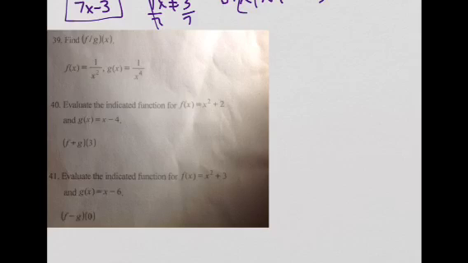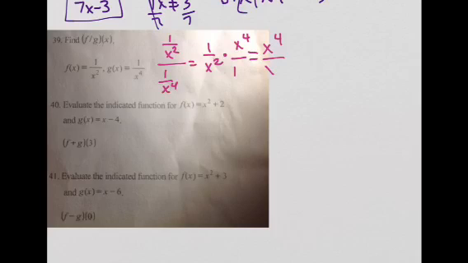Alright, for number 39, f divided by g of x, so we put 1 over x squared divided by 1 over x to the 4th. Remember, when you divide a fraction by a fraction, you multiply by the reciprocal of the denominator, x to the 4th over 1, like that. That's multiplication. So you're left with x to the 4th divided by x squared, which is x squared.